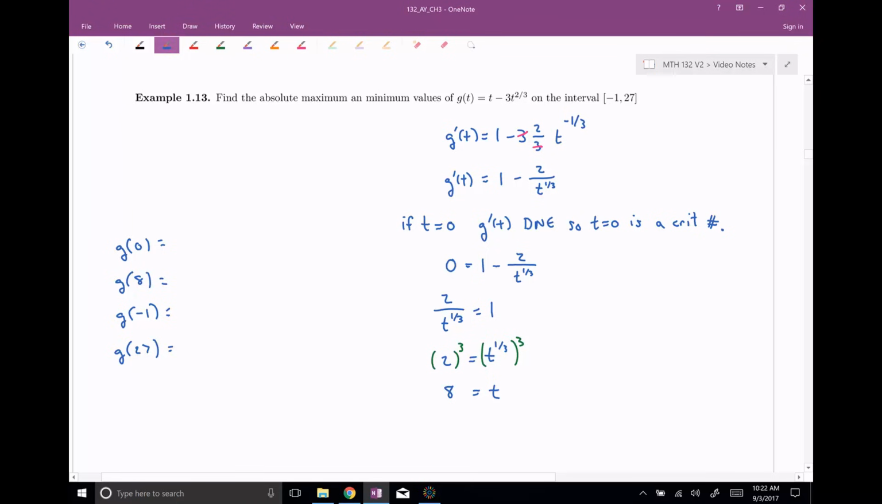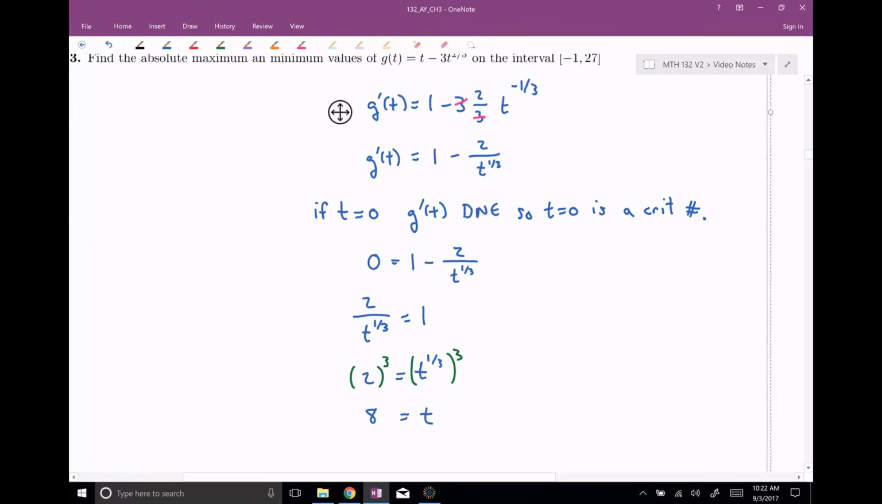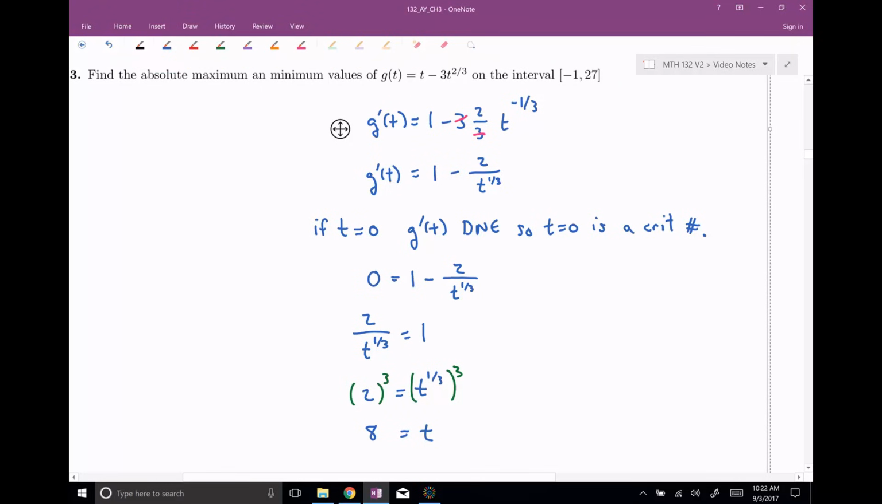All right, let me show you what I've got so far here. We figured out the derivative was undefined at 0, so that's going to be a critical number. The other way that we can get critical numbers is when the derivative is equal to 0. So I set the derivative equal to 0 and then solved. I moved this to the other side and did a little cross multiplying, so I got this t to the 1/3 up top. And then I wanted just t to the first power, so I raised both sides to the 3rd power. I cubed both sides. And when I did that, t to the 1/3 raised to the 3rd power, remember these exponents multiply, and so I do get t to the 1st. So 2 cubed, that's going to be 8.